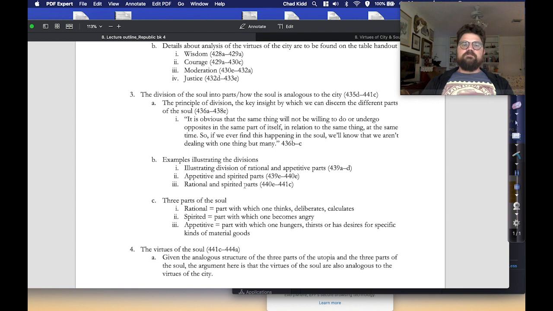Now, let me go ahead and give my own examples, okay? So what he's talking about to illustrate the division of rational and appetitive parts is basically the kind of experience that you undergo whenever you, say, are on a diet, okay?